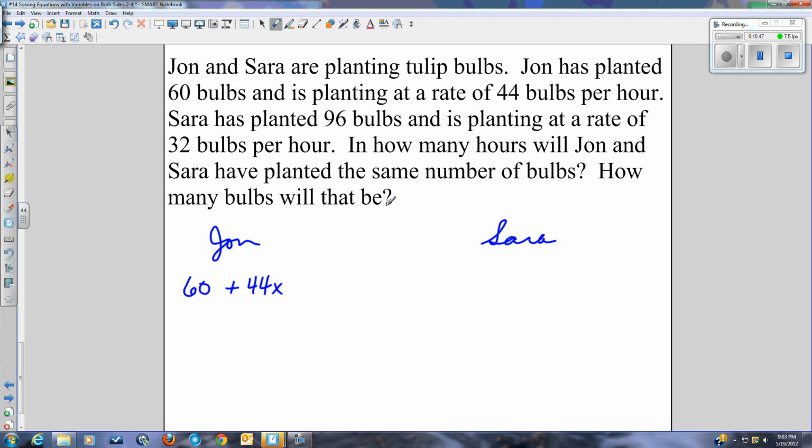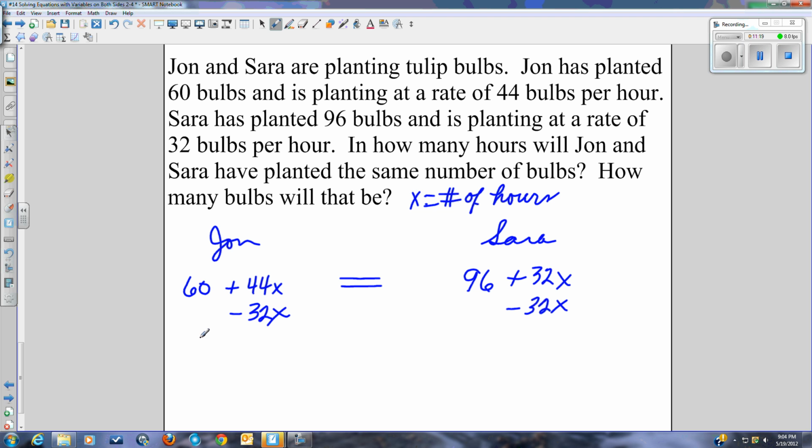So let's say that x is the number of hours. Sarah has planted 96 bulbs, and she's planting at a rate of 32 bulbs per hour, so 96 plus 32x. We want to know when they will have planted the same number of bulbs. We want to know when those two expressions are equal to each other, making an equation. So we want to get all the x's on the same side. So we're going to subtract 32x from each side. The x's will cancel, and we have 60 plus 12x equals 96.